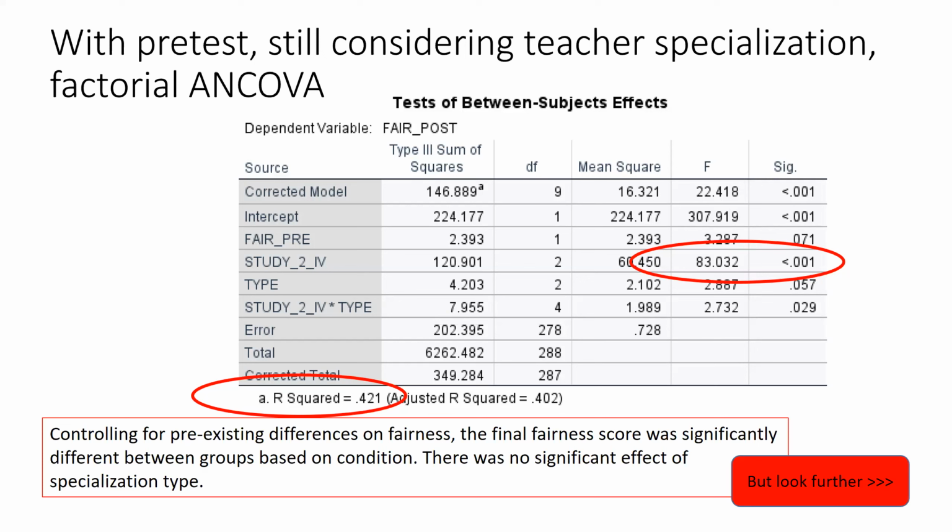However, we need to look further, because if you read into this closely, on the 6th row, you see study 2 IV times type. And if you look over to the right, you see that that value is statistically significant. The significance level is less than 0.05. So what is that all about? That's called an interaction effect.